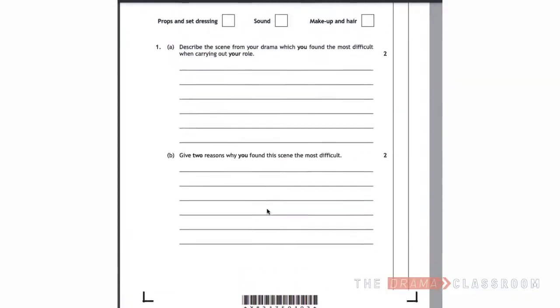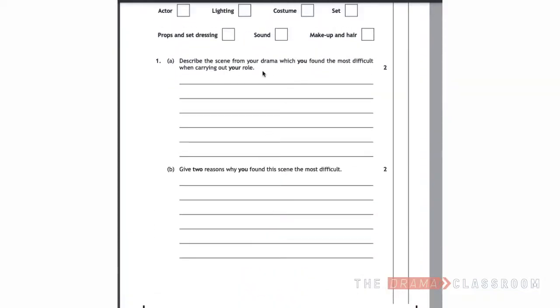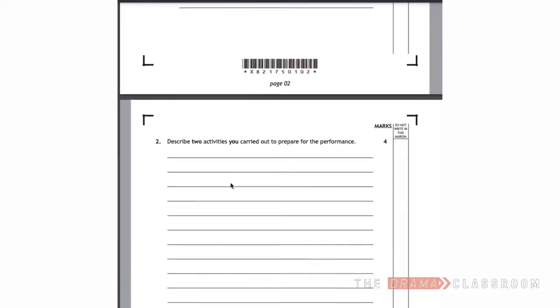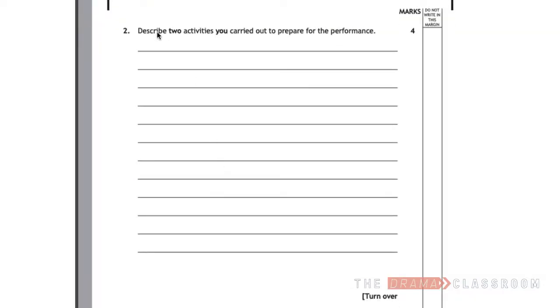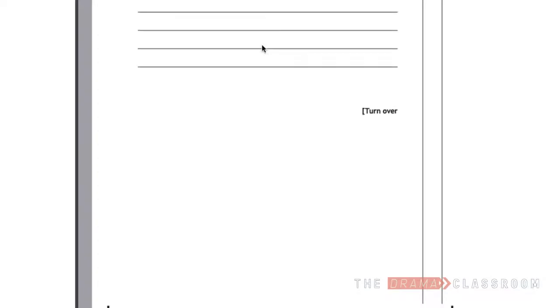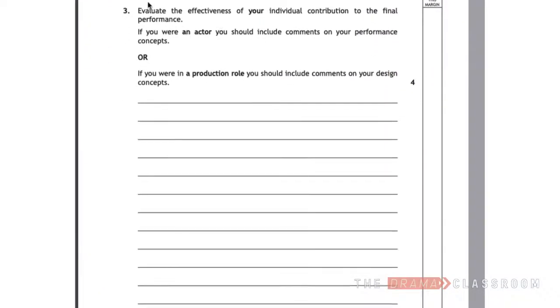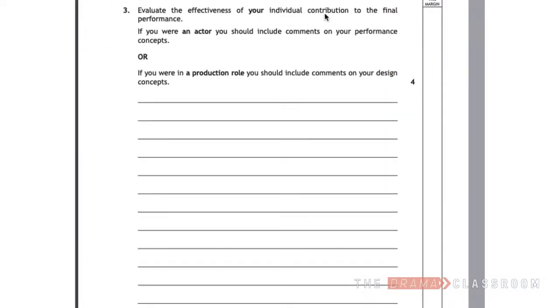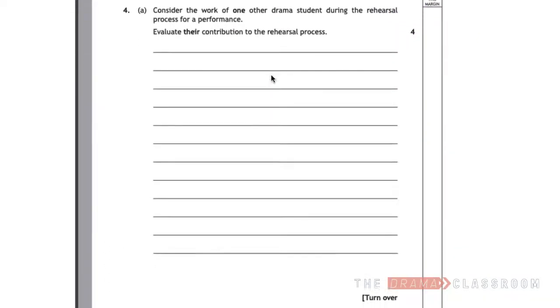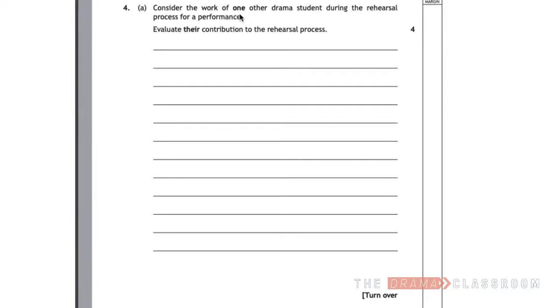Now, what's really important here is that you are making sure you're keeping an eye on the marks that you're trying to get, and you're using drama vocabulary in order to explain the decisions that you're making. It might ask you things like describe 2 activities you carried out during performances, and then it usually comes to evaluating the effectiveness of your contribution to the final performance. And it also asks you to identify one other drama student during your rehearsal process and evaluate them.